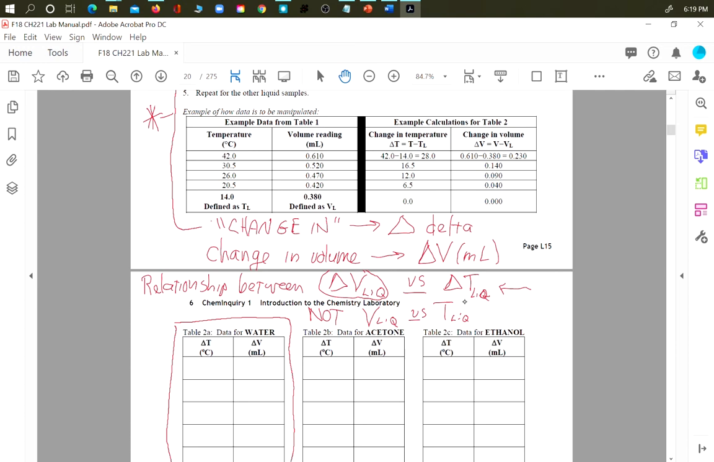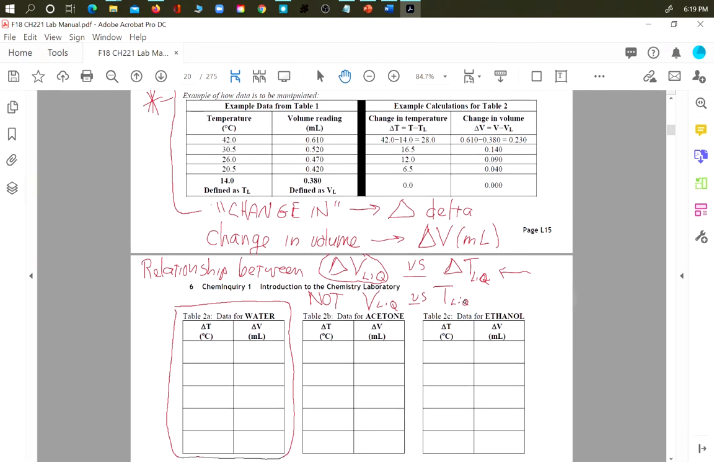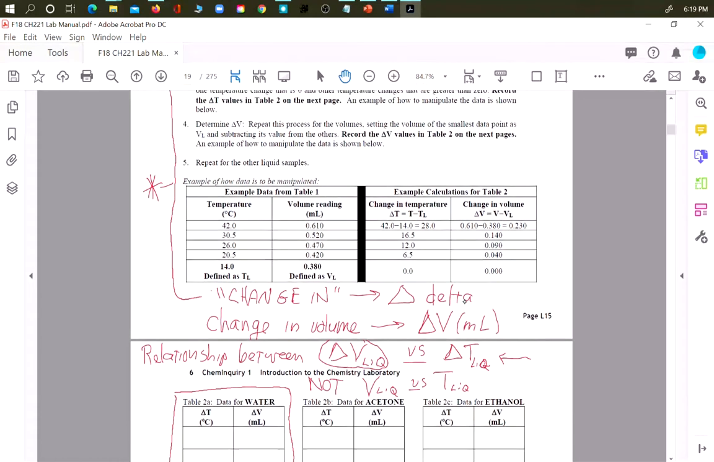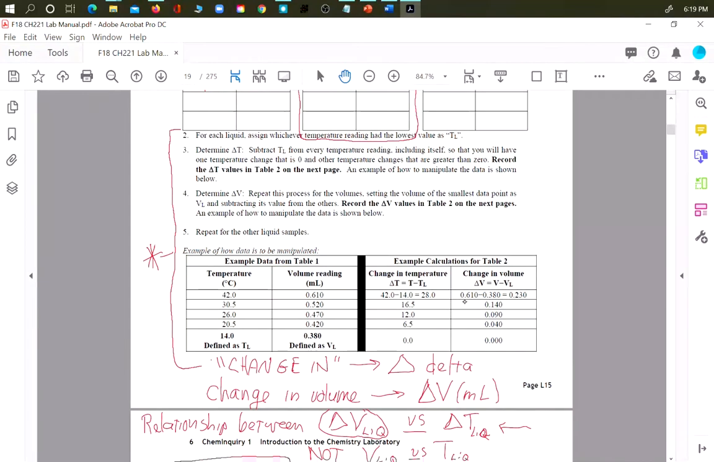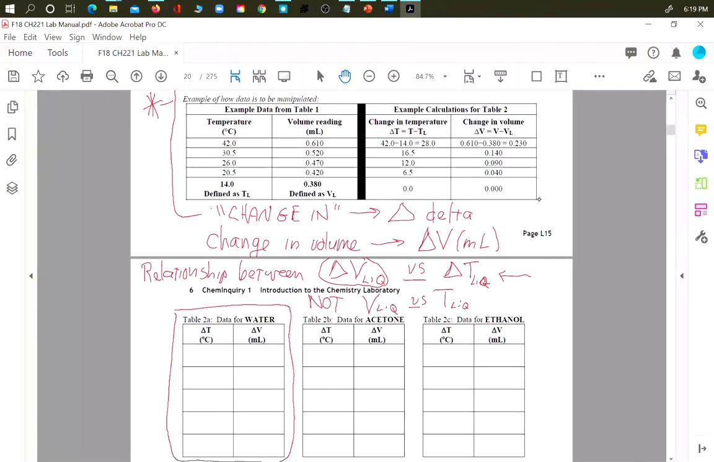And so how will we get that data from the raw data? So what you'll want to do is look up here and follow the instructions very carefully, like it says here. And I even did an example for you in the lab. Let's imagine we've got some data for water down here, as shown in this data table.